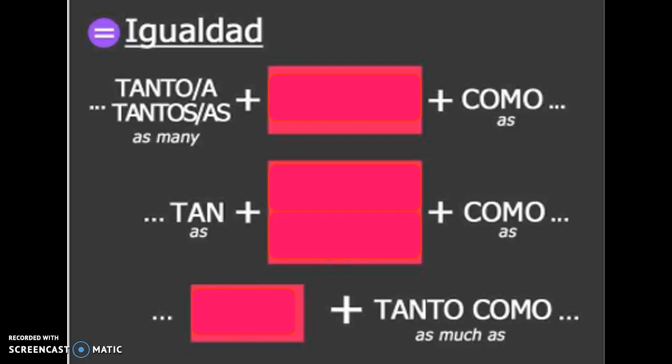All right, igualdad, the patterns that we have to follow. We're going to have tanto, tanta, tantos, or tantas. You choose one depending on the next word. And if you were going to take guesses, maybe you could figure out what word's going to go there. So we have a sustantivo. When you're comparing a noun or you're saying something is equal, you have to use the word tanto, tanta, tantos, or tantas, and it has to agree with the noun, with gender and number.